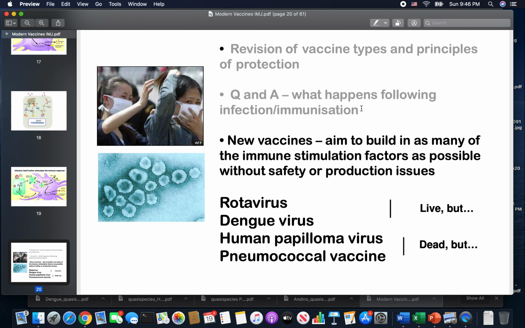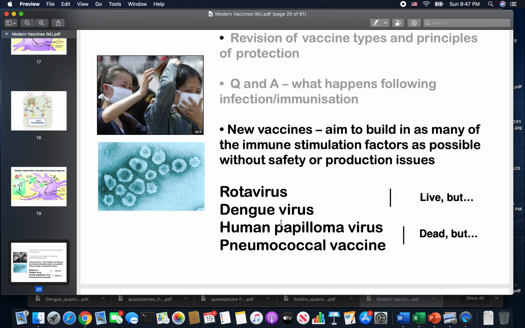And then, if you want to know more about this stuff, there is a summer vaccine course that you'd be able to take that would go into this in much more detail, if this is your kind of thing. So yeah, we're going to look at the rotavirus, the dengue virus, and a little bit of human papillomavirus.